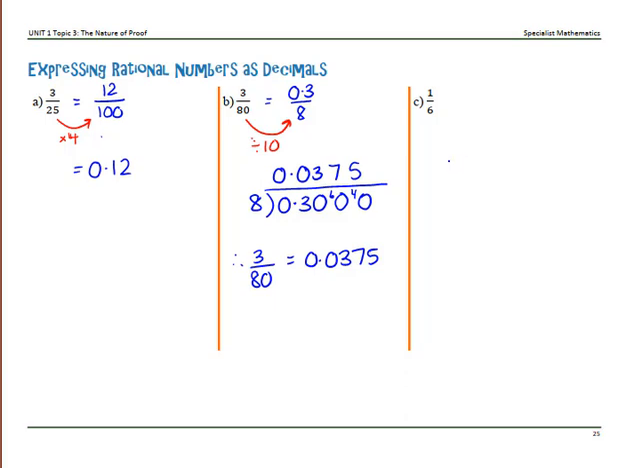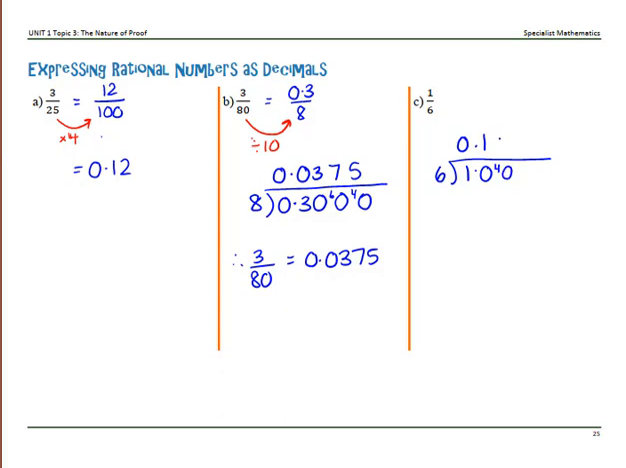1/6, we can just do the division. So we've got 1 divided by 6. 6 into 1 you can't do. Put in the decimal point, add a 0. 6 into 10. Don't add a 0 on top though. 6 into 10 is 1. And there's 4 left over.